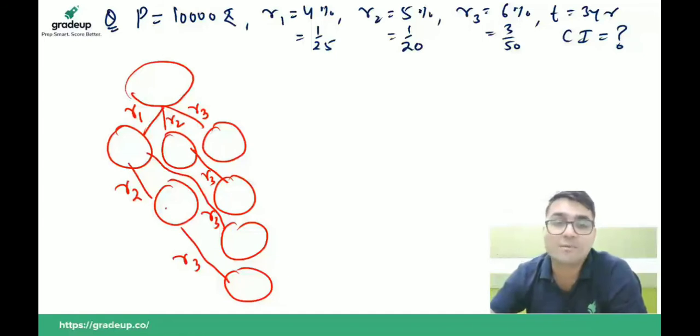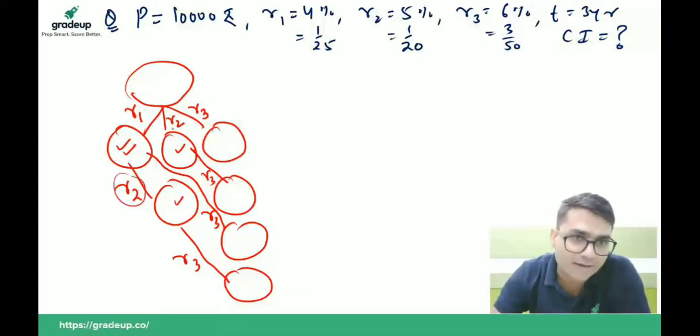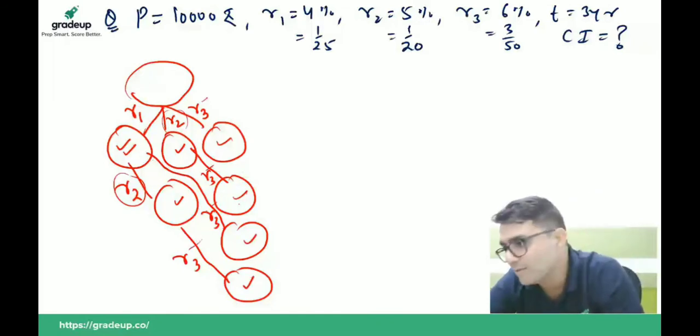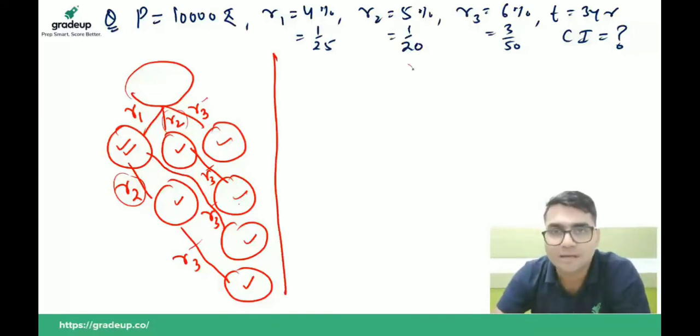Guys, always remember one thing. The first year circle is connected with the first year rate, the second year circle is connected with the second year rate, and the third year circle is connected with the third year rate, as you can simply see. So I will do this question with the help of this. First of all, I'm making a 3 year structure here.